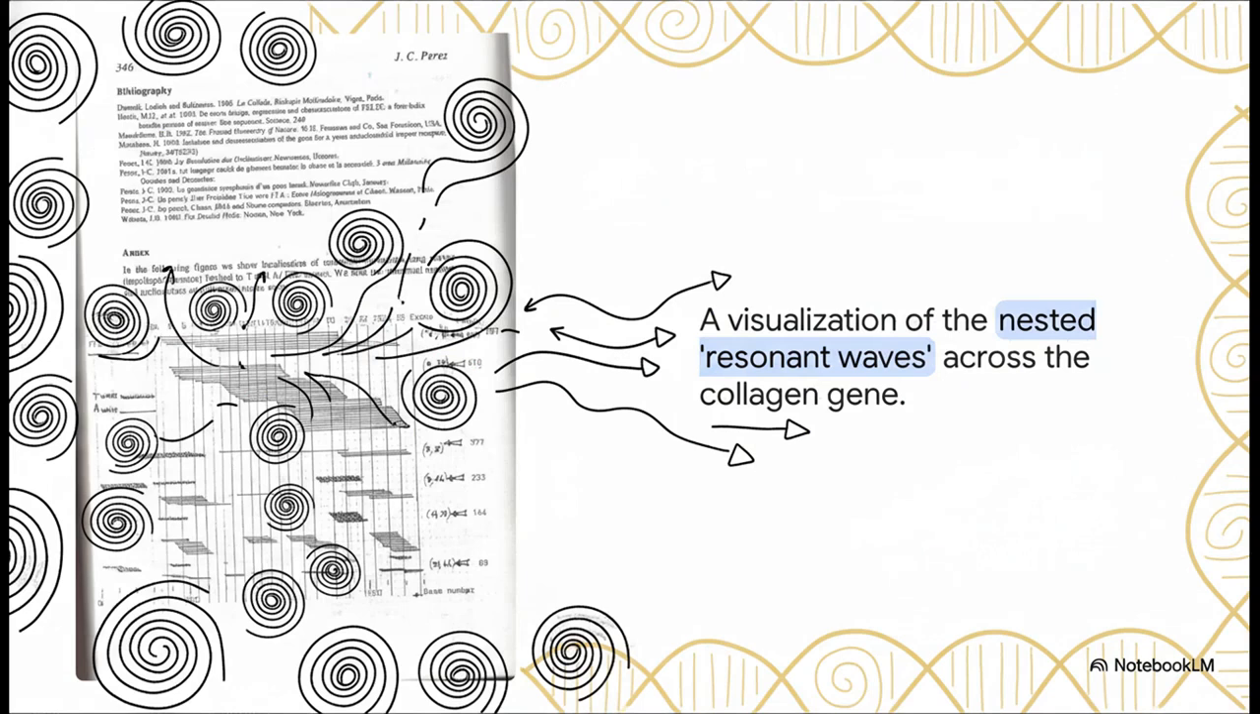And this image does a brilliant job of showing you what that order might actually look like. This figure from the paper maps out the location of those resonant waves for the T and A bases across the whole gene sequence. You can see how these patterns, all based on Fibonacci numbers, are kind of nested and spread throughout the gene, creating what really looks like an intentional architecture.